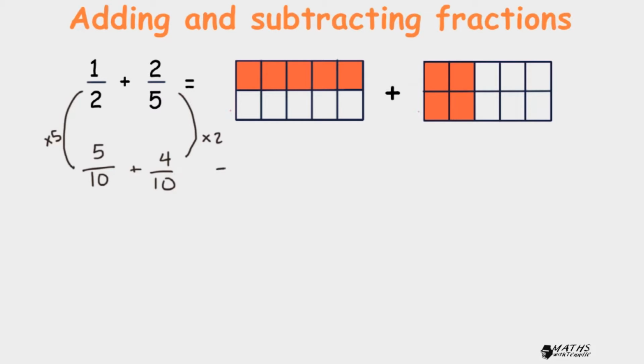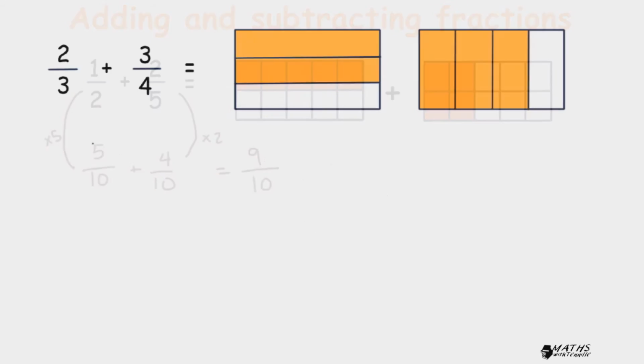From here, if we're adding fractions, we keep the denominator the same and we add the numerators. 5 plus 4 is equal to 9. So the final answer for 1/2 plus 2/5 is equal to 9/10. Let's look at another question.